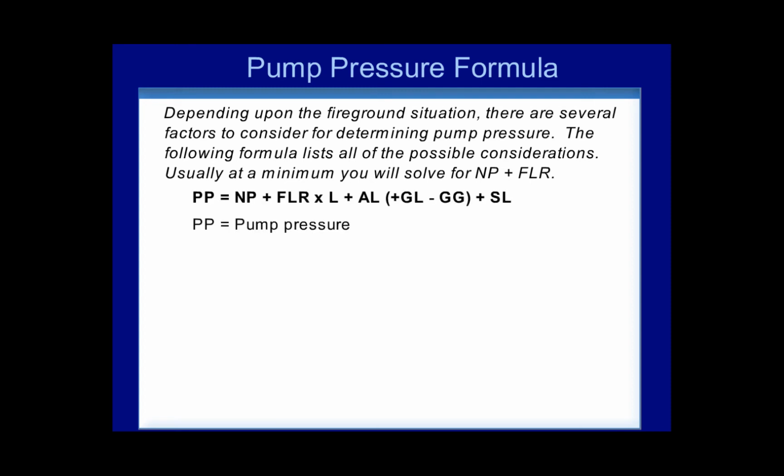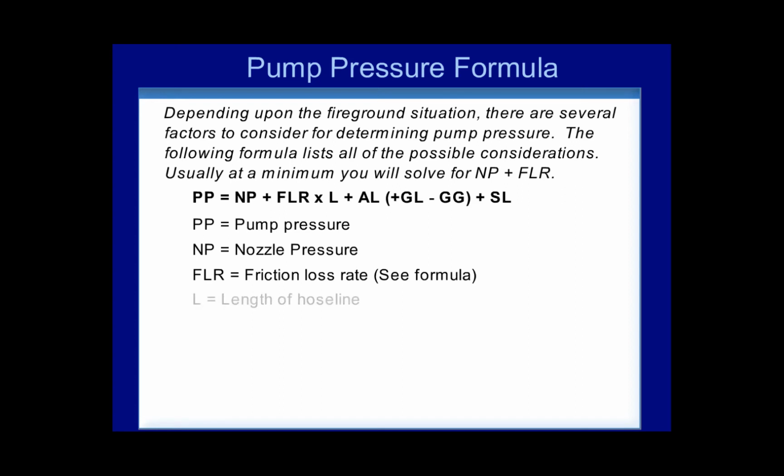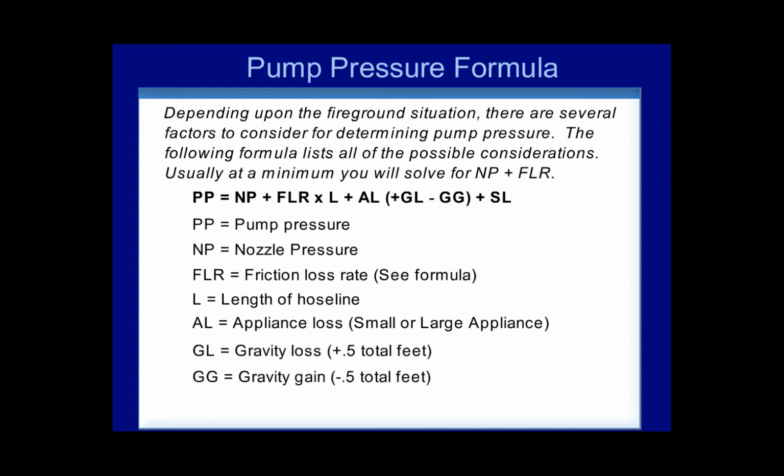PP, or pump pressure, equals NP, or nozzle pressure, plus FLR, or the friction loss rate, times L, or length, plus AL, or appliance loss, then plus or minus gravity loss or gravity gain, plus SL, or system loss.